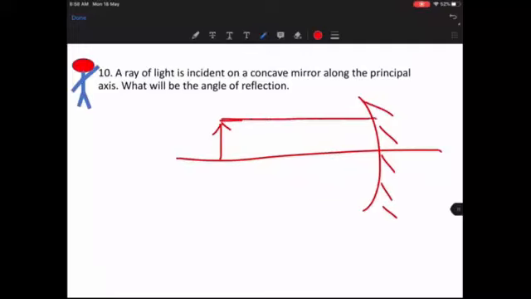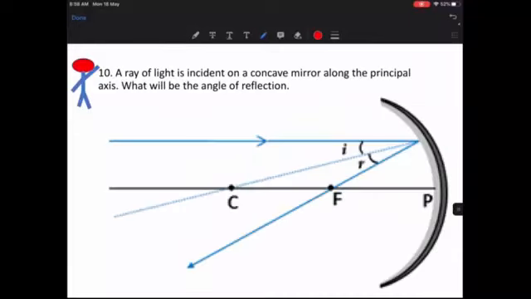If it comes like this, so let's say if I draw a normal here, so this will be my angle of incidence. It is going to come and pass through the focus here. Okay, so this is going to be my angle of reflection. But the angle of incidence is equal to angle of reflection.